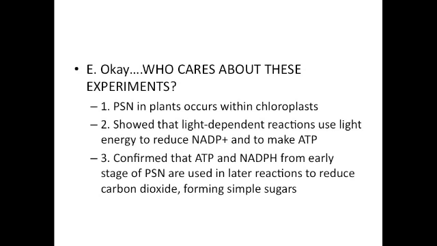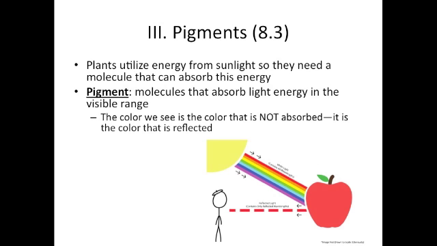Two, it showed that light-dependent reactions use light energy to reduce NADP+. And remember, reduce means to gain an electron, so then it becomes NADPH, and to also make ATP. And then three, it's going to use that ATP that was made, as well as that electron carrier, NADPH, from the early stage of photosynthesis, to be used later on in the second half of photosynthesis to reduce carbon dioxide and form our simple sugars. So three really important conclusions from basically all these experiments.